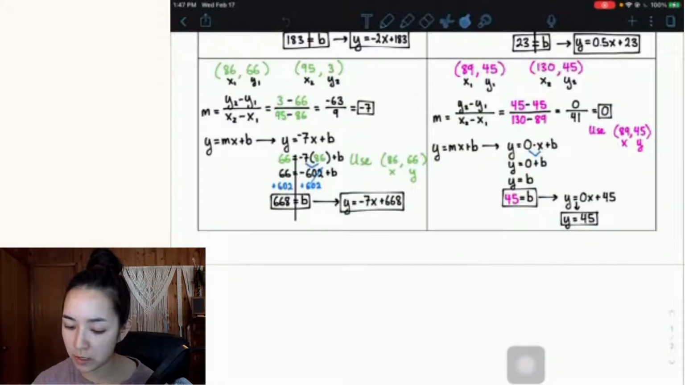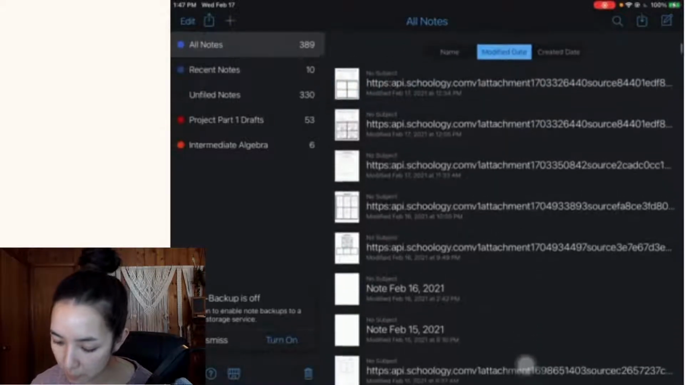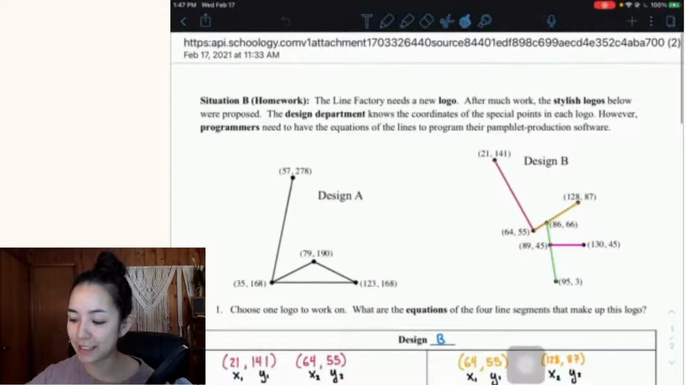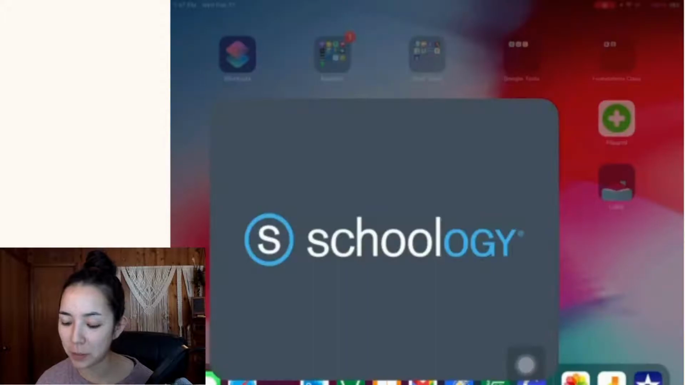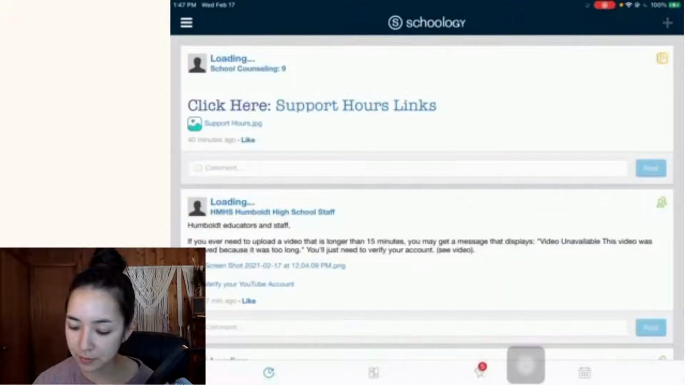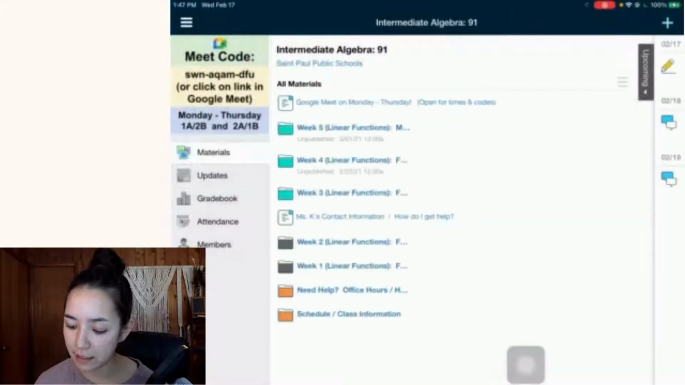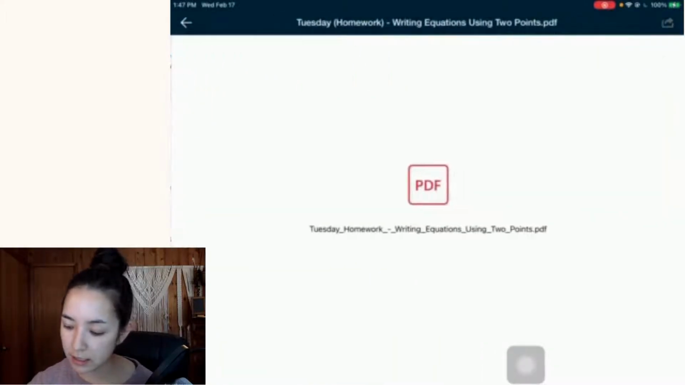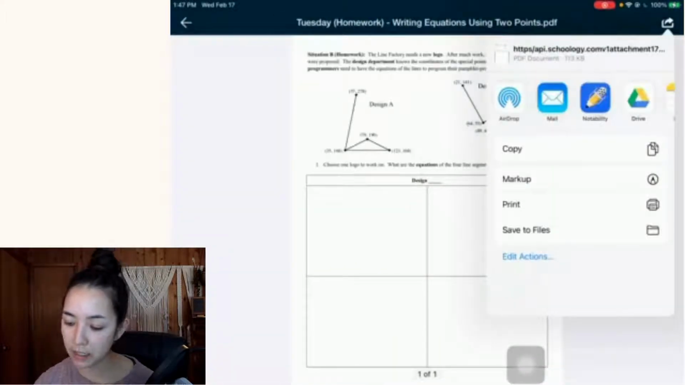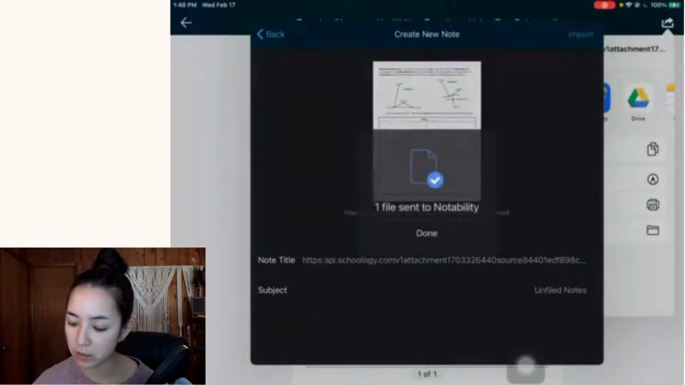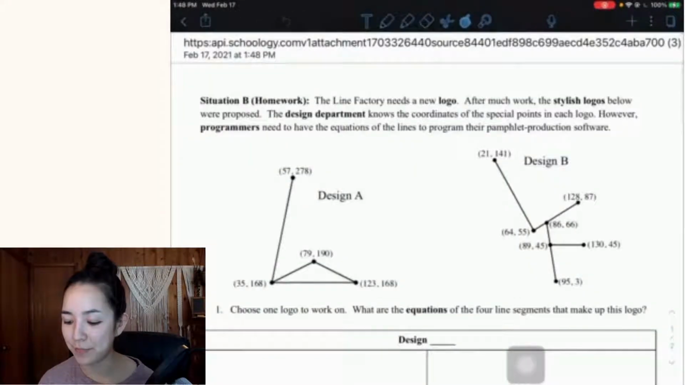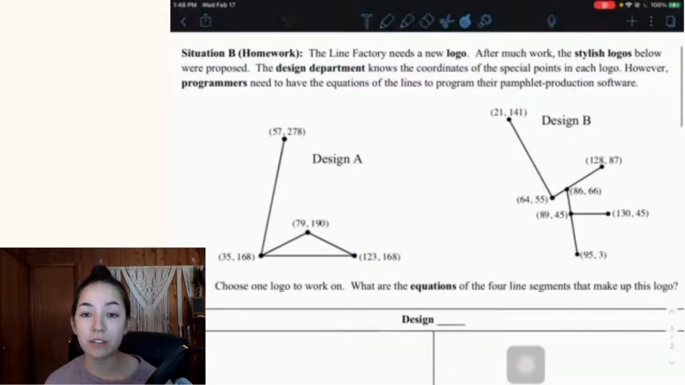So this is what you're going to be working on today. Actually, this already has a solution. Let me go to Schoology and open it from there. So I'm going to go to our class. I'm going to go to Monday and Tuesday. Click on our assignment. Open it in Notability and create a new note. Now it should be in Notability. Okay. Here's what you're going to be doing for Monday and also Tuesday.